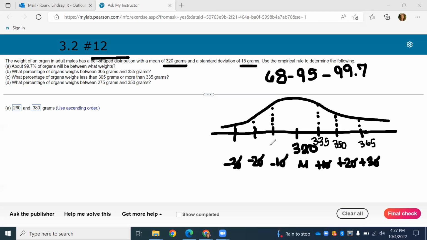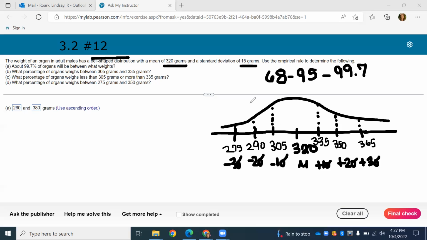And now I do the same thing to the left. So 320 take away 15 would be 305. That would be 1 standard deviation below. Take away 15 again, so that would be 290. And then 290 take away 15 again would be 275.